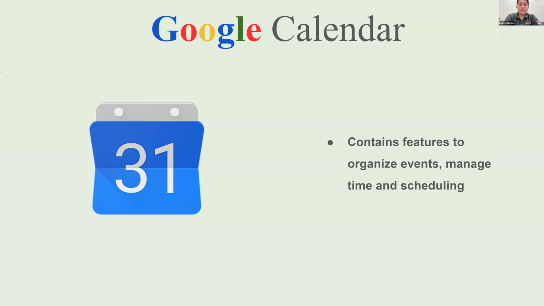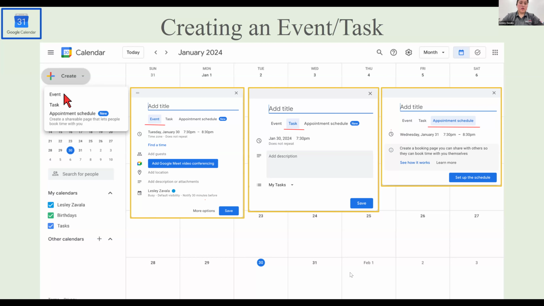So creating an event and a task. On the left side, you click the little plus icon, and you have the option for event, task, or appointment schedule. And this is what each of them would look like. Here, let me see. You add the time, the day. If you want to add other people, you click add guest, the location. You could include your Zoom link if it's on Zoom, or any link that you are going to meet up with others as well. So next page.